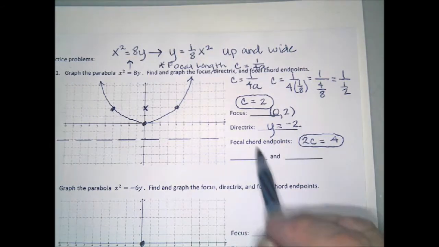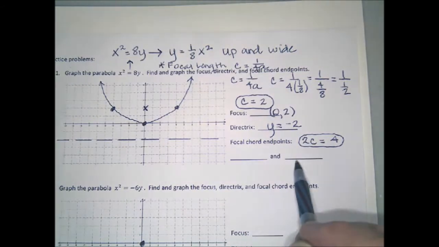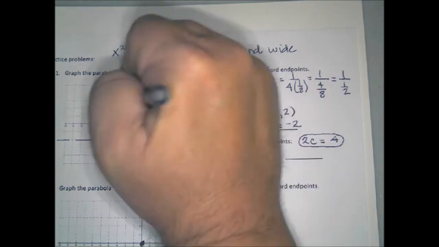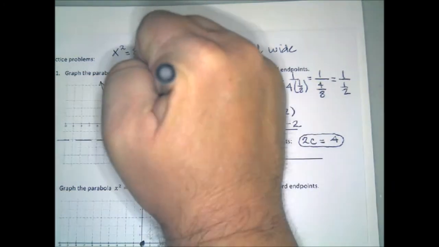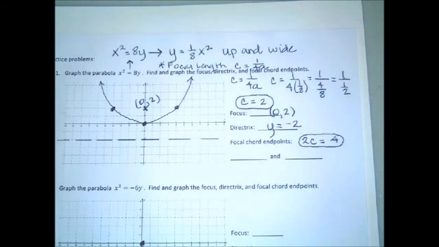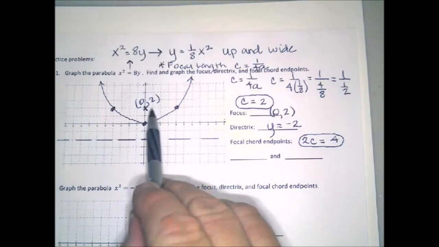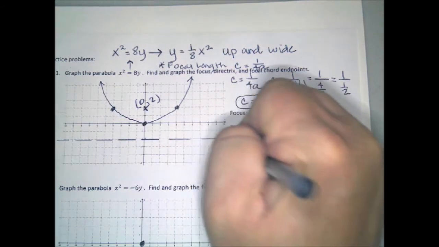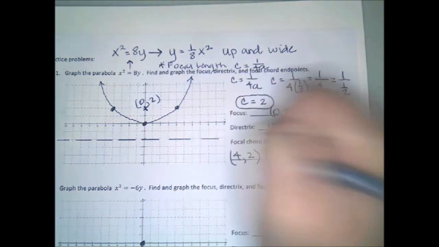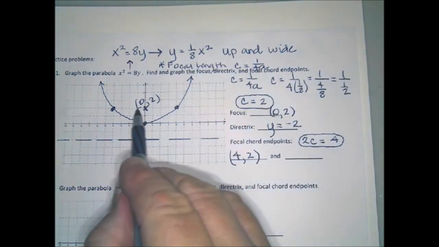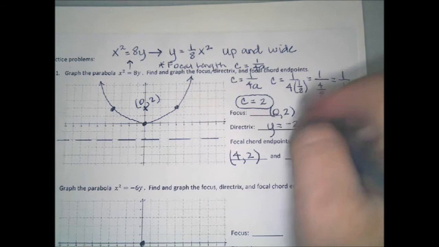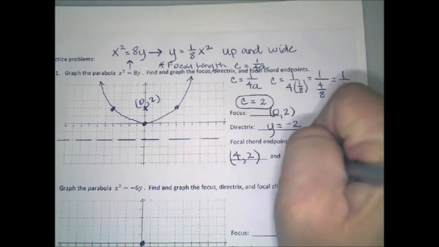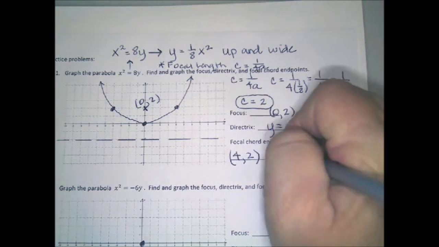And I can also answer these two questions. What are the focal chord endpoints? Well, remember what this was. This was 0, 2. That was the focus. Now, if I went 4 steps to the right, I'm now at 4, 2. And if I went 4 steps to the left, I'm now at negative 4, 2.